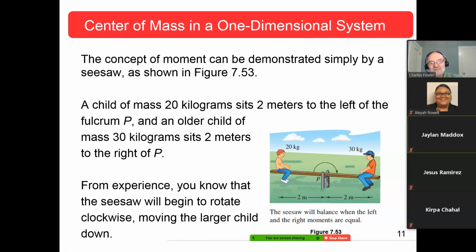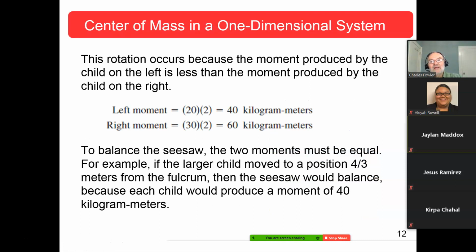However, all it takes is for the heavier kid to scoot up a little bit, and this one to scoot back a little bit if he can. Then this one has a greater riding arm than this one does, and maybe they could enjoy the seesaw. That rotation occurs because the moment produced by the child on the left is less than the moment produced by the kid on the right.